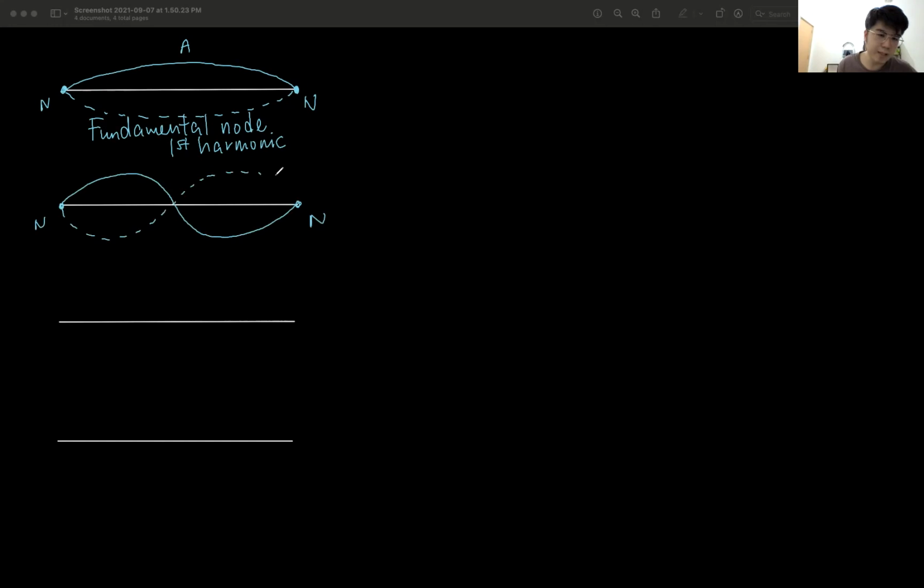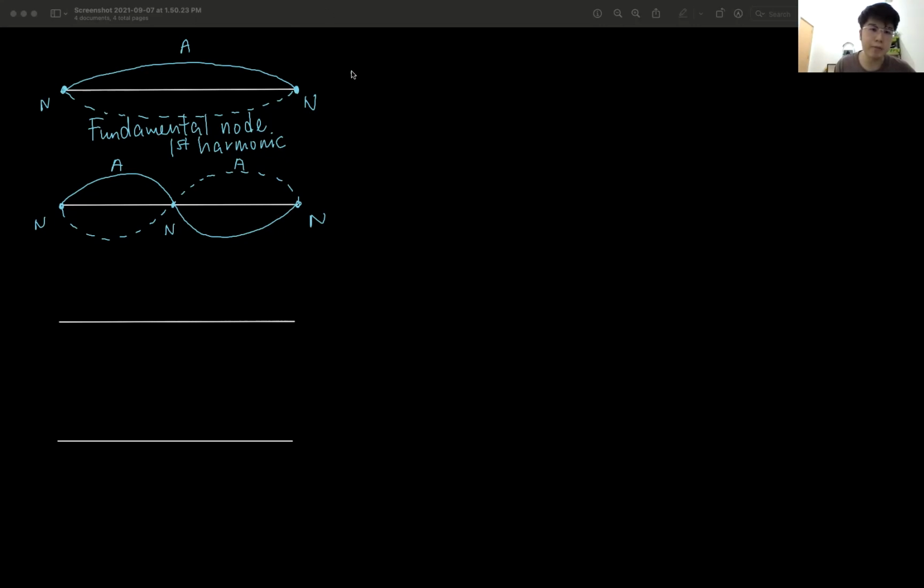Okay, so the next one up is you have one node here, and then you got two antinodes. Here is one antinode, here is another antinode. Antinode is where the constructive interference happens, so two crests add up or two troughs add up, so they have double amplitude. Now, this pattern, you don't need to memorize it. There's one easy way to draw it.